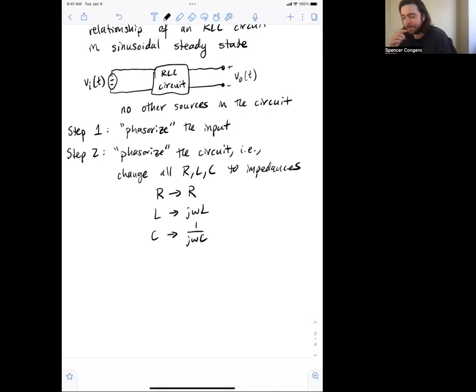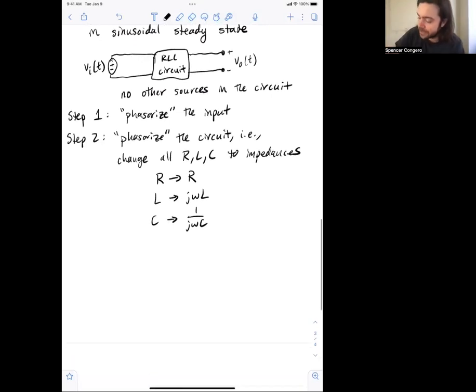So we're going to take our circuit and change all of these circuit components. We know it's an RLC circuit, so this is all we have. We're going to change them all to their impedances. And then once we do that, we can move on to step 3, which is to solve the circuit of impedances now, as if it were a resistor network.